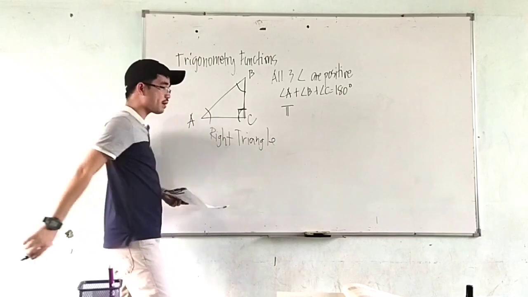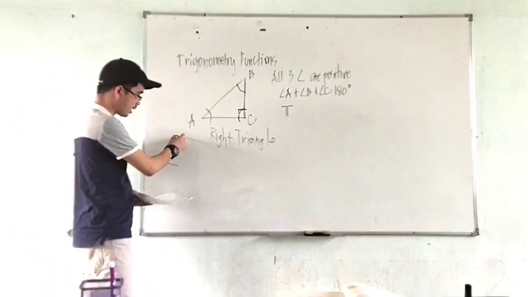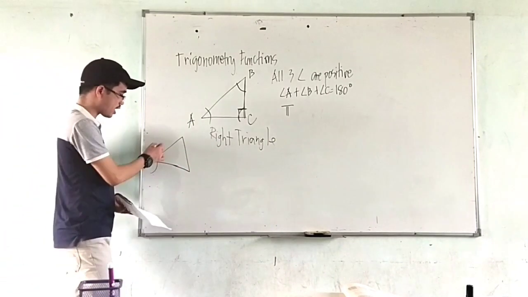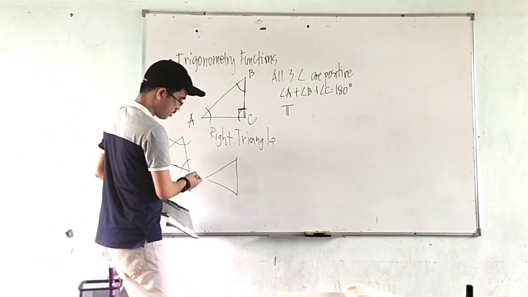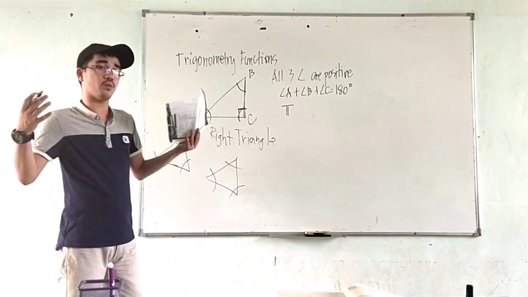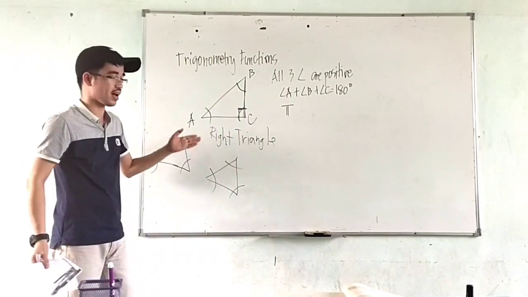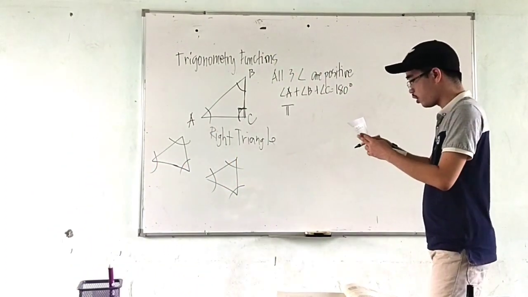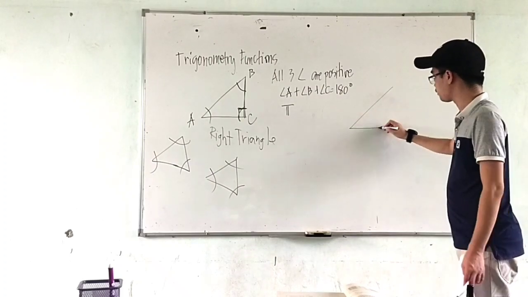Okay? Kasi nga, may mga triangle din po tayo na hindi naman talaga right triangle. Like this one. So, hindi po siya right triangle. Like this one. Okay? So, hindi rin po siya right triangle. But when we have a right angle, we call this triangle a right triangle.